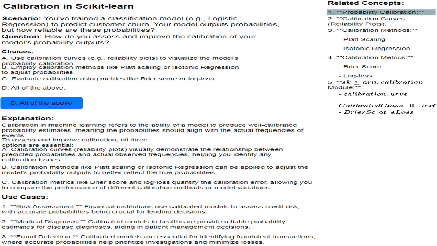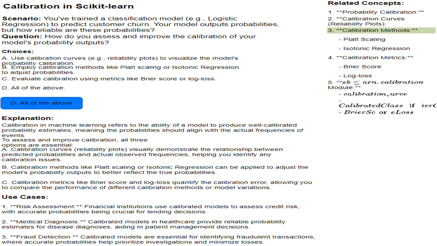Probability calibration. Probability calibration refers to the process of aligning a model's predicted probabilities with the actual frequencies of events. It ensures that the probabilities accurately reflect the likelihood of an event occurring. Calibration curves, reliability plots. Calibration curves, also known as reliability plots, visually depict the relationship between predicted probabilities and actual observed frequencies. They help identify any calibration issues and assess the model's confidence in its predictions.